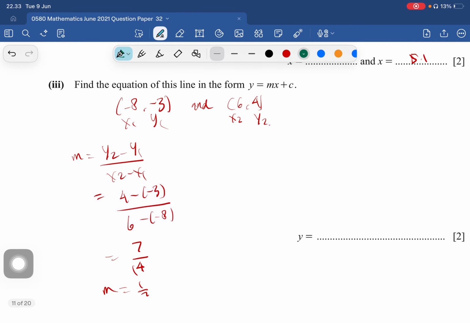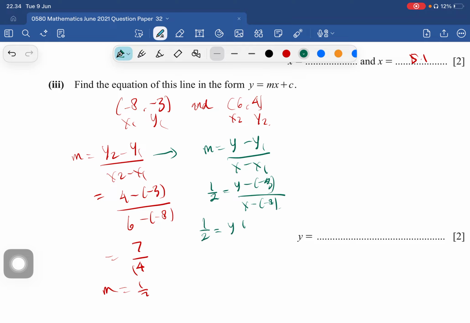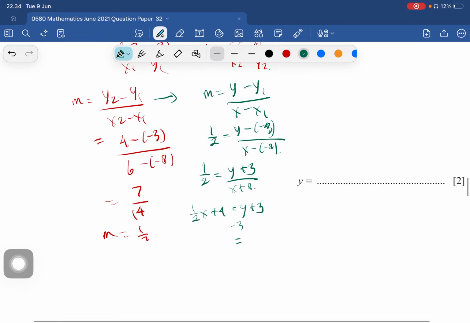Then we need to find c. We come again to this formula: gradient equals y minus y1 over x minus x1. The gradient is 1 over 2, so 1 over 2 equals y minus negative 3 divided by x minus negative 8, which is y plus 3 over x plus 8. We multiply: 1 over 2 x plus 4 equals y plus 3. We subtract 3 from both sides, so y equals 1 over 2 x plus 1. So the equation is y equals 1 over 2 x plus 1.